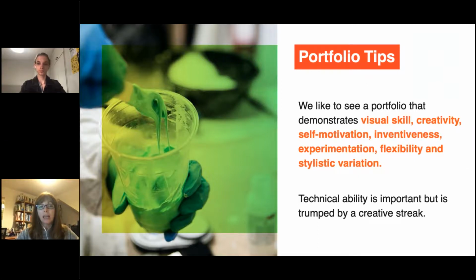So visual skill, obviously. And again, visual skill is not about being brilliant at drawing. It's about being able to communicate your ideas visually. Okay. So don't be afraid to sketch, and to notate and to annotate, and to use diagrams. It's about communicating your ideas visually.